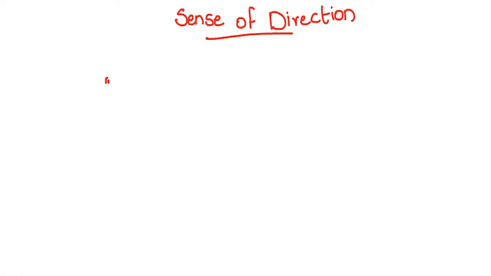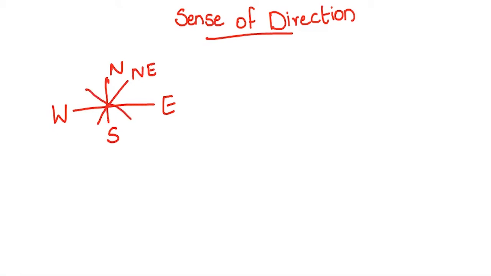Sense of directions. Here, the figure shows four main directions, namely north (upwards), south (downwards), east, and west, and their cardinal directions are northeast, in between north and east, southeast, in between south and east, southwest, between south and west, and northwest, in between north and west.